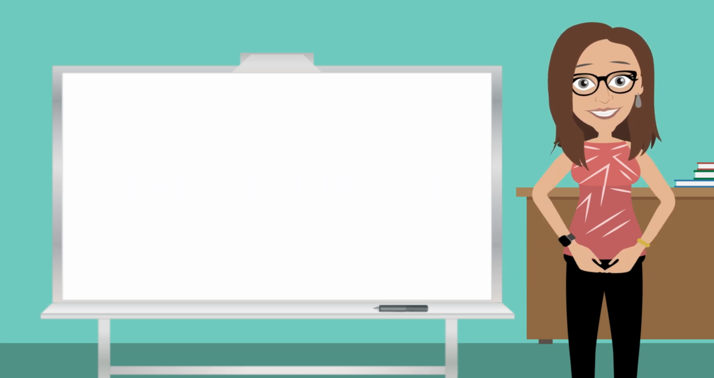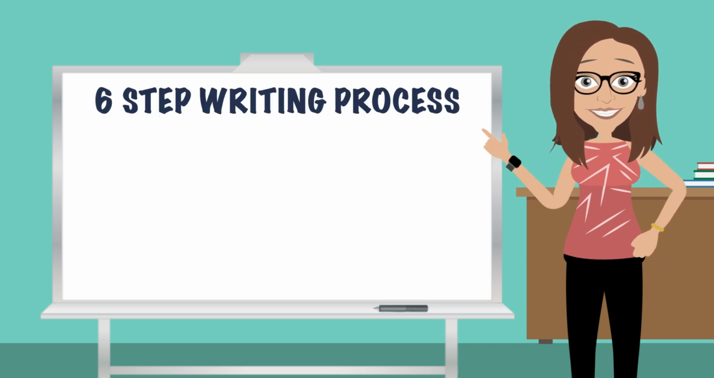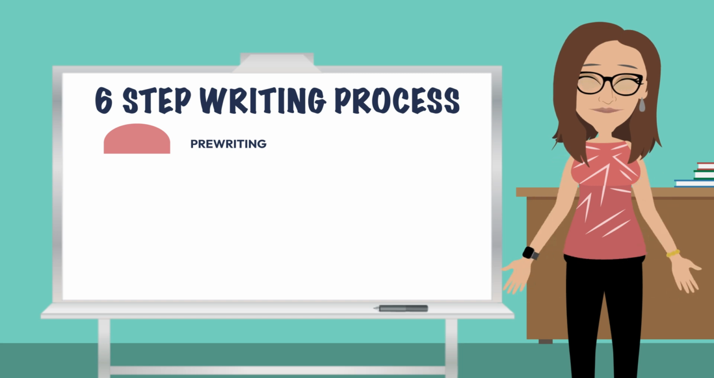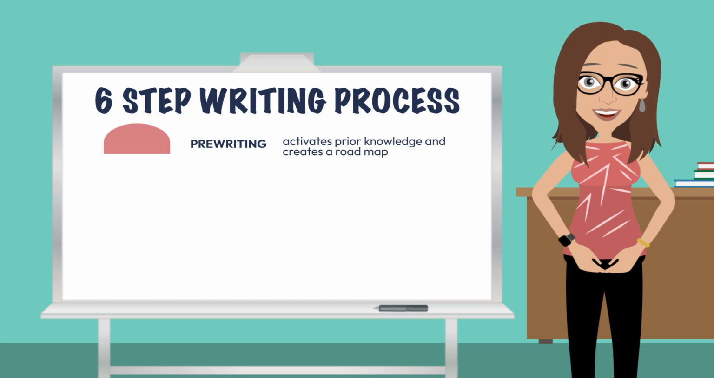Once we established the key conditions needed for a supportive writing environment, we began talking about the 6 steps in the writing process. Let's start off with pre-writing, the first step in the writing process, where students organize ideas, set goals, and explore topics. Pre-writing includes planning and oral rehearsal and is an essential step because it activates prior knowledge and creates a roadmap for writing.